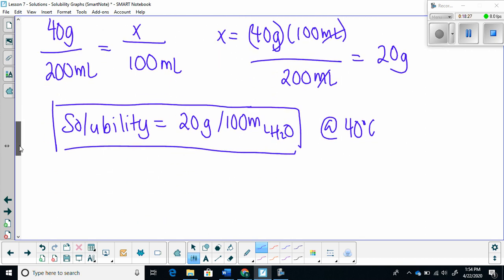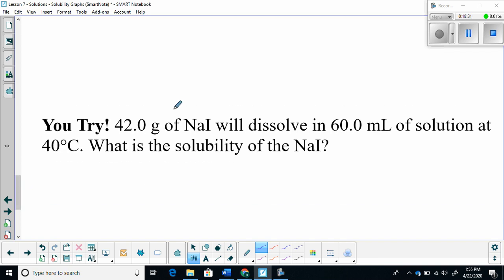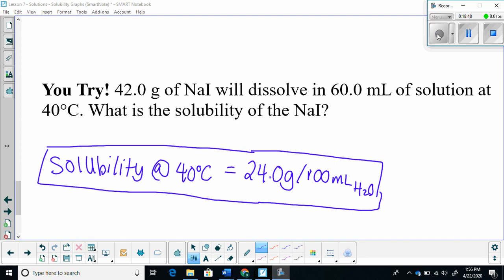Okay, the last example is for you to try. So we have 42 grams of sodium iodide dissolved in 60 milliliters of water or solution. What is the solubility of sodium iodide? When you are done, you can unpause and check your answer. Okay, once you plug that in, isolate for X. Your final solubility at 40 degrees Celsius is 24 grams per 100 milliliters of water.